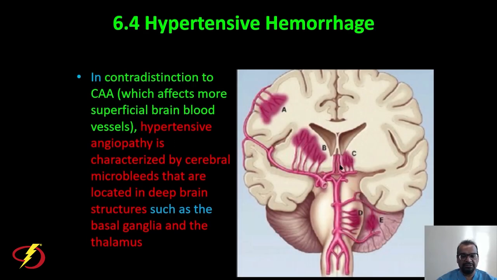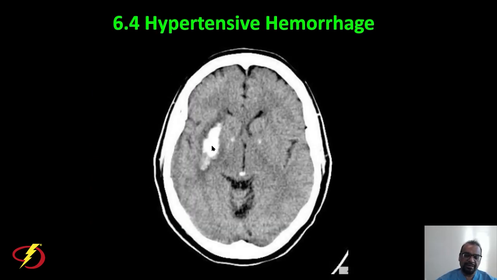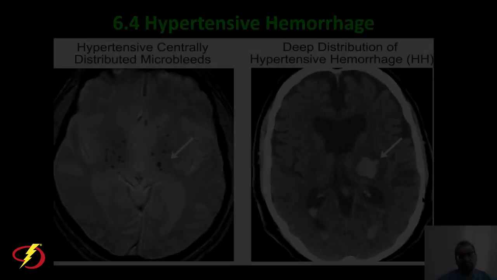In contradistinction to cerebral amyloid angiopathy, which affects superficial locations in the brain, hypertensive angiopathy is characterized by cerebral microbleeds located within deeper structures in the brain, such as the basal ganglia. They can also occur in the pons and the cerebellum. So again, here we have an image of a patient with hypertensive hemorrhage. This is a basal ganglia bleed. This is a classic location for hypertensive bleeds. Again, deeper location within the brain.